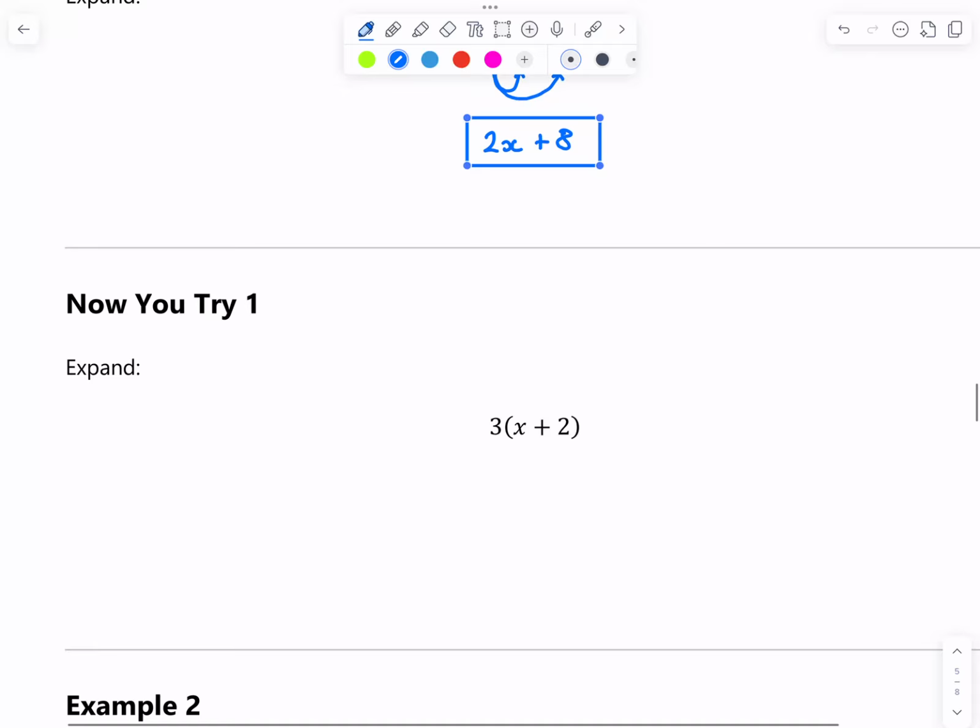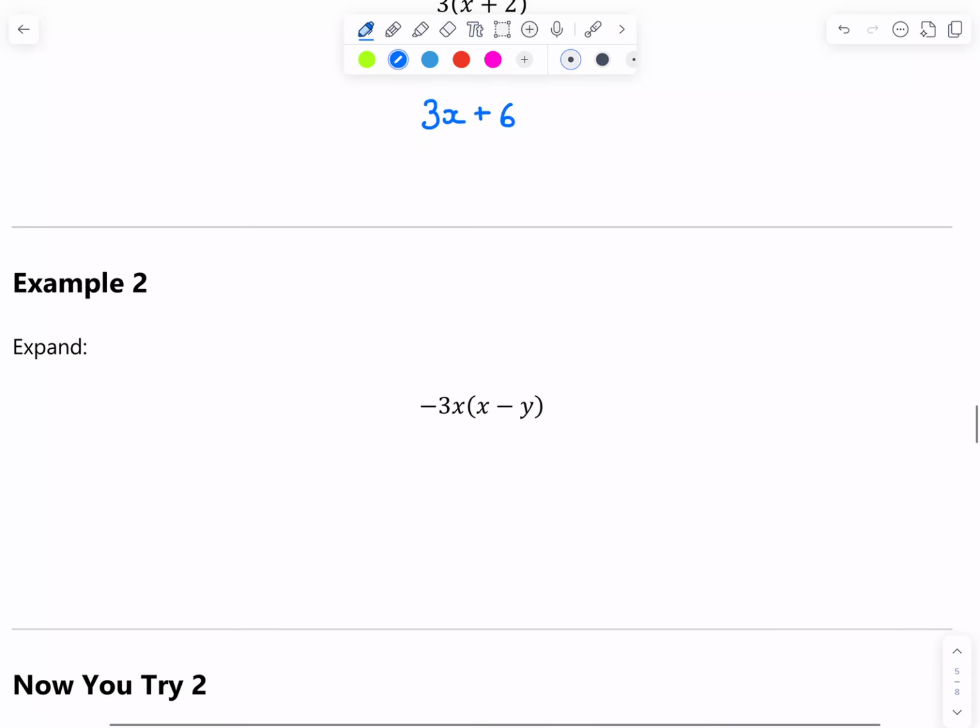Okay, let's try this one. 3 brackets x plus 2. Let's draw in my arrows. So you're going to do 3 times x first, which is 3x. And then 3 times 2, which is 6. So it's just 3x plus 6. Perfect.